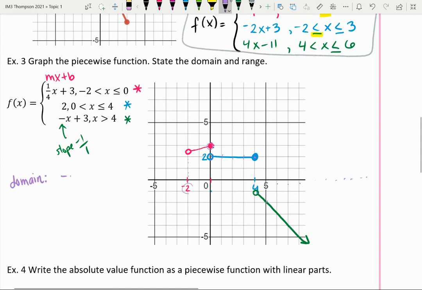So it starts at negative 2. And this is going to go on forever and ever and ever. We call that infinity. I can never include infinity, so it's always a round parenthesis. And negative 2 is not included also, so it's going to be a round parenthesis.